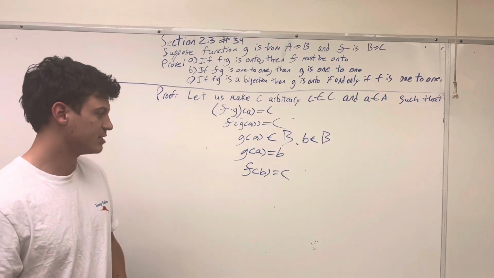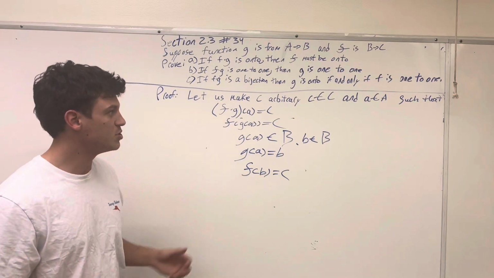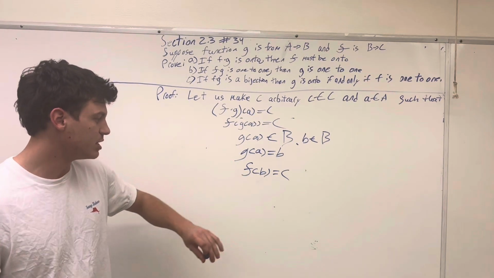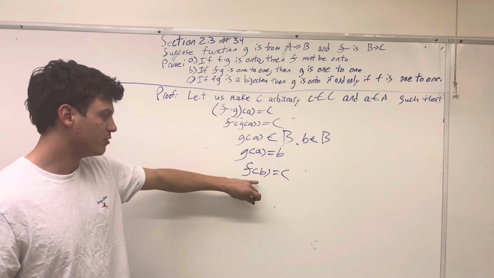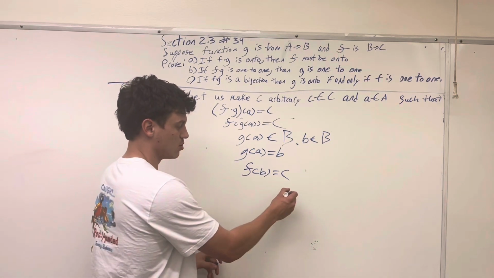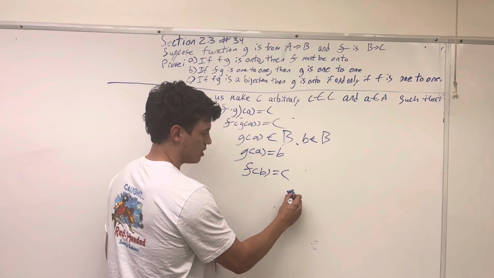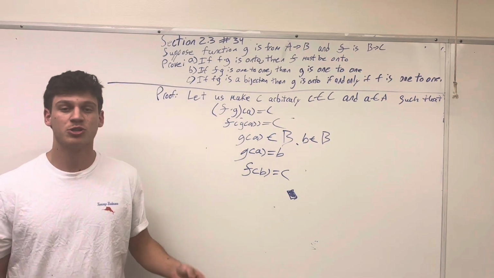This demonstrates that f is onto because for every element in C, there's a corresponding element in B through function f. Therefore, f is onto. Take a look at it. I'm going to come back to you with part B.